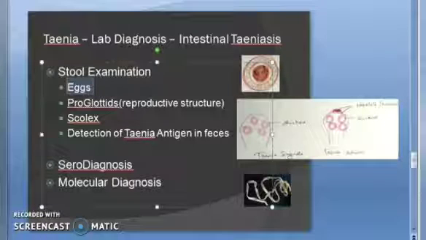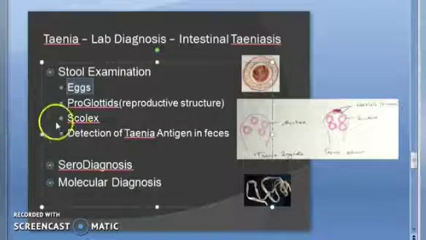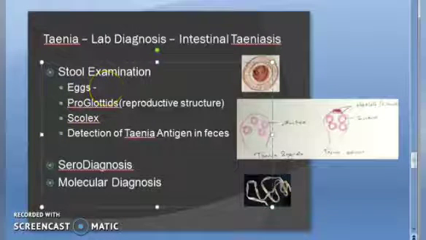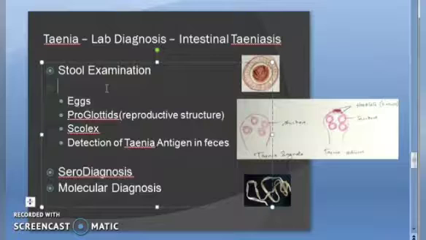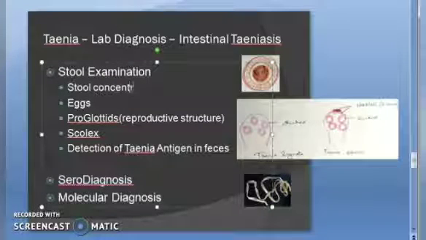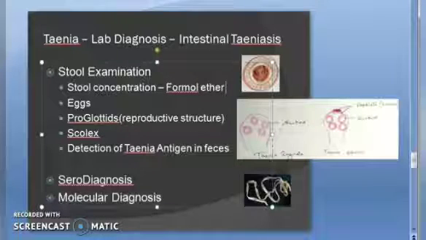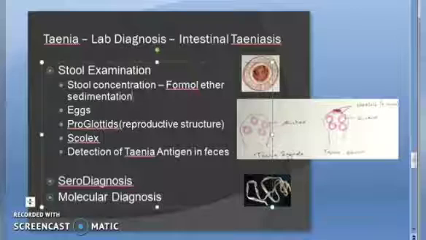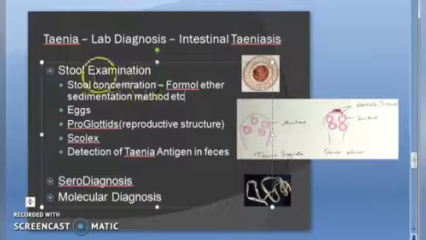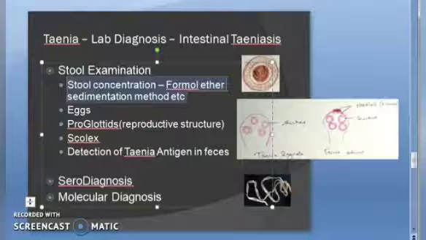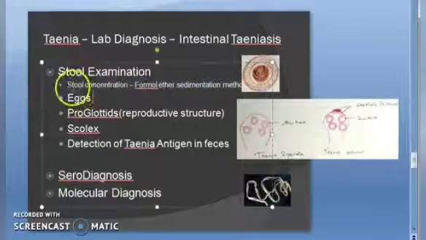Eggs. Microscopic examination of feces shows the characteristic eggs of tinea in most of the patients. You can use the formol ether sedimentation method, that is useful for stool concentration. There are so many methods. I think these are more like fillers they are adding. It's all very generic stuff.